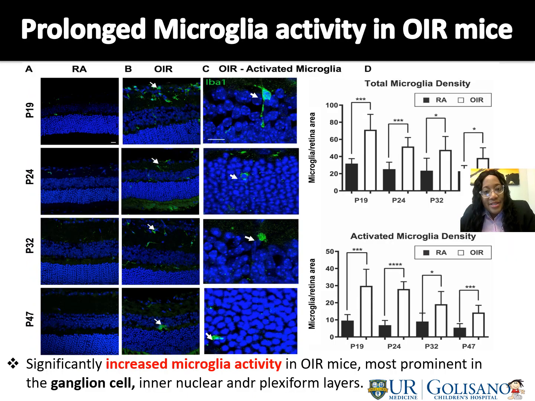We next stained the retinas with ionized calcium binding adapter molecule 1, IBA1, antibody and showed prolonged microglia activity in OIR mice. There was an increase in the number of total and activated microglia in OIR retina at all ages compared to Romer mice, with decrease in severity but persistent even at P47. Microglia staining was most prominent in the inner retina, especially the ganglion cell layer, particularly at P19.